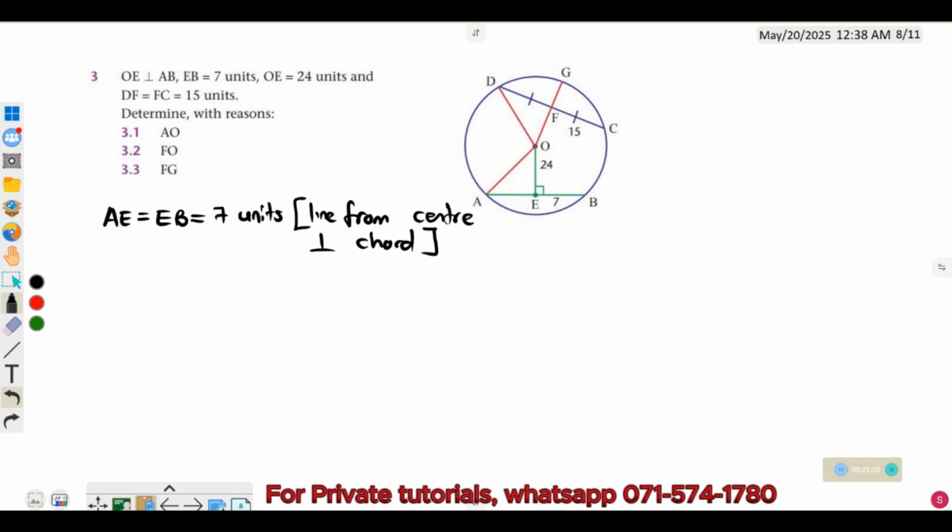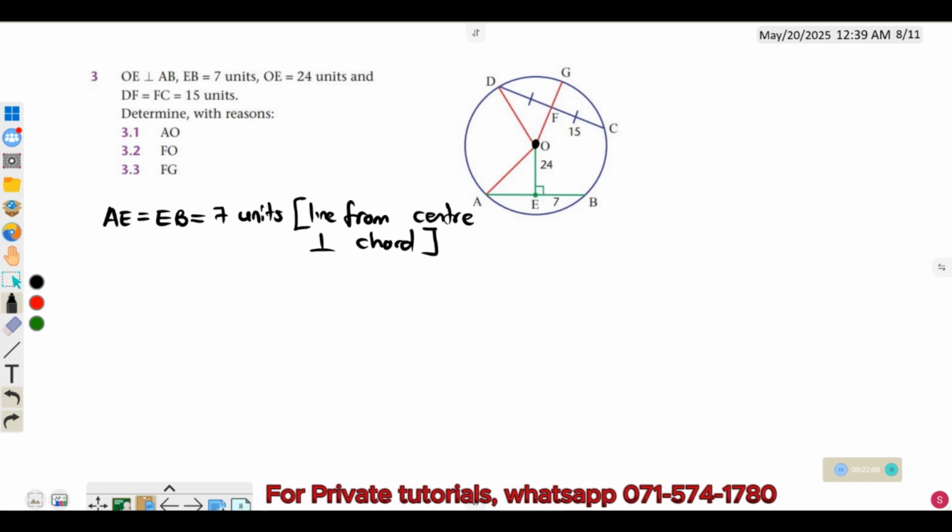All right, and then from here, what is it that we have? Let's look at the other part. OE is equal to 24 units. Okay, there's OE. And DF is equal to FC. Where's DF? DF is this line right here, which is equal to that. But wait, they just told us that this line, look at the line that is drawn from the center. This line runs from the center all the way to that chord, but it goes through the midpoint. It cuts the chord into 2 equal parts.